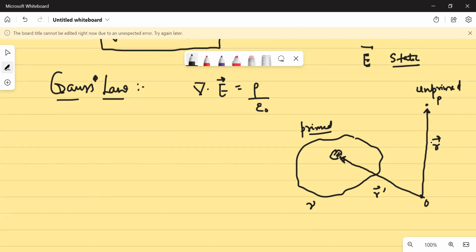Is that clear? So overall, I know that this distance, if I write the r vector in this fashion, I should write it as r vector minus r vector dash. Is that clear? So this is it. Now, if I want to write the potential due to this entire arbitrary volume at point P, what would be the strategy?